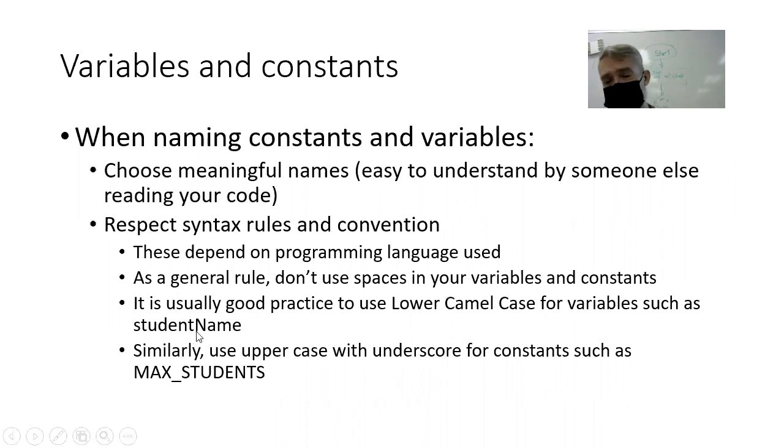Why? I hope it's obvious to you. A camel has a hump in the middle of its body, which is higher than other parts of its body. So that represents the capitalization. With constants, we tend to capitalize the entire name of the constant. And so there are two different ways of approaching that.